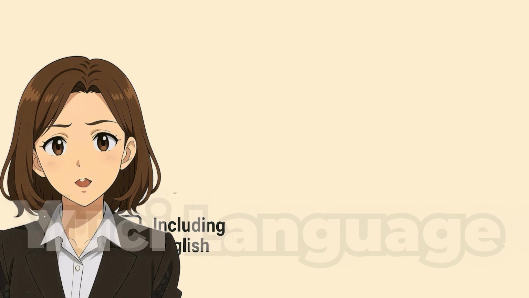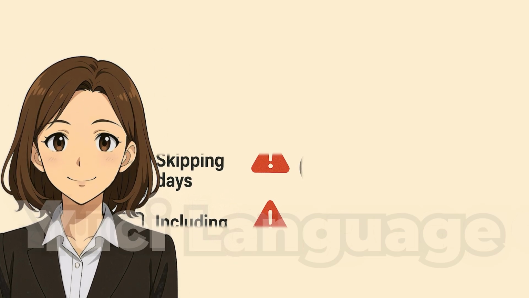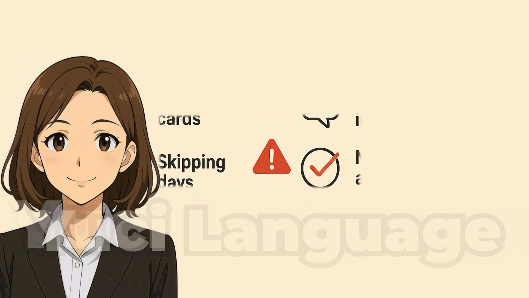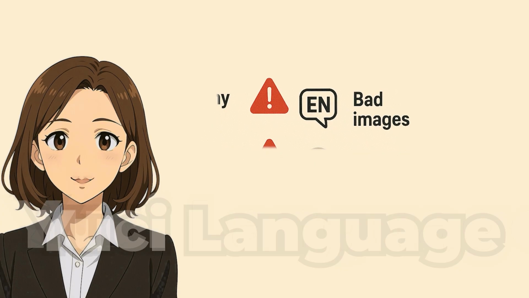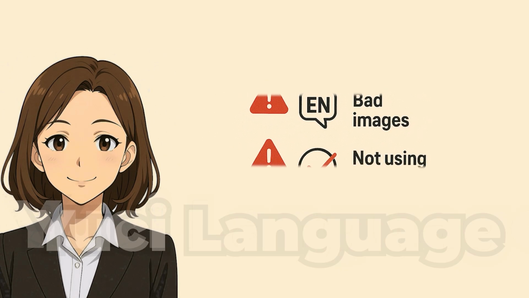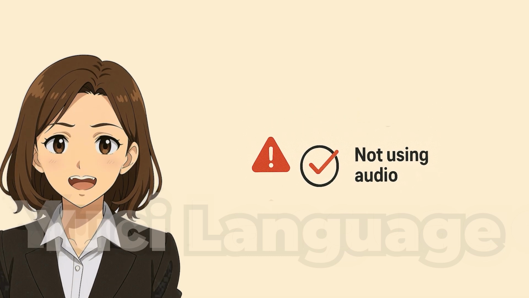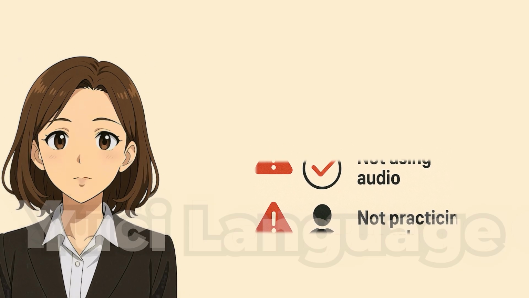Mistake 3, including English translations just in case. No. The temptation is strong, but resist it. The whole point is no English. If you include English on the back of the card, your brain will read it and you're back to translation mode. Mistake 4, using low quality or ambiguous images. If you use a photo that shows multiple objects or an abstract artistic photo, your brain won't form a clear association. Use simple, clear images only.